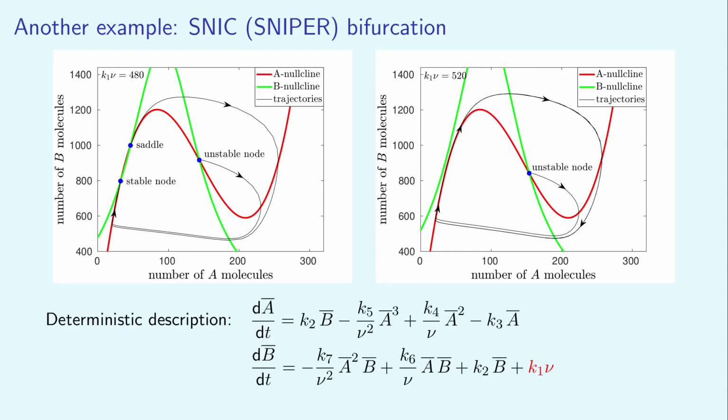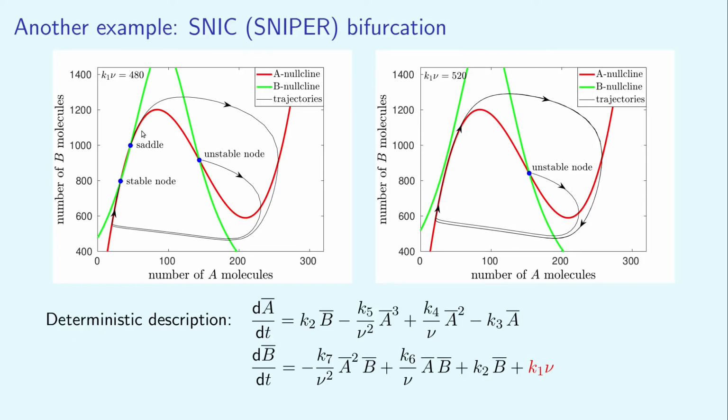If K1 nu is equal to approximately 488, then the saddle and the stable node become one point. The null lines will be touching, so this will be the bifurcation point. If I increase the value of my parameter K1 nu above 488, then there is no stable steady state anymore, and the system has oscillatory solutions, as you can see in the right panel for K1 nu equal to 520, where the plotted illustrative trajectories oscillate.